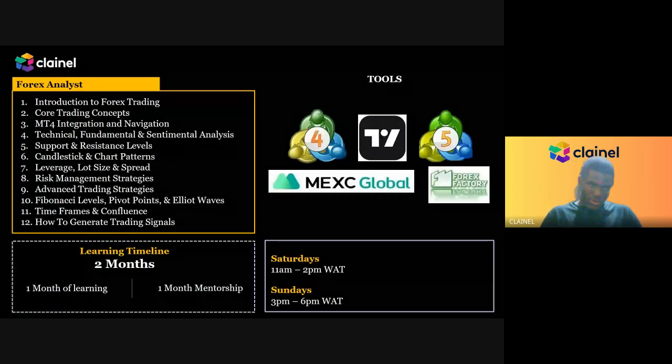Then we are going to talk about risk management strategies. We're going to talk about advanced trading strategies. We're going to talk about Fibonacci levels, your pivot points, and your Elliott waves. They're looking like big words, but I promise you it's not really anything. We're going to break it down to the simplest form.